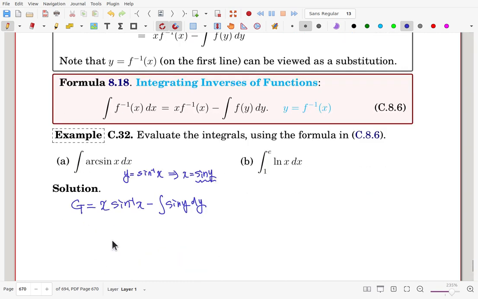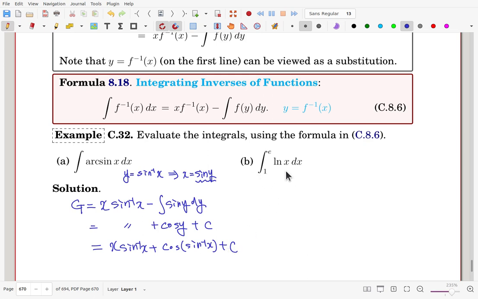Okay, for this one, now we have the same here, and the antiderivative of sine y is minus cosine y. So along with this negation, we have cosine of y plus c. So y must be replaced by arc sine of x. Okay, so here x arc sine of x plus cosine of arc sine of x plus c. Okay, that's the final answer.